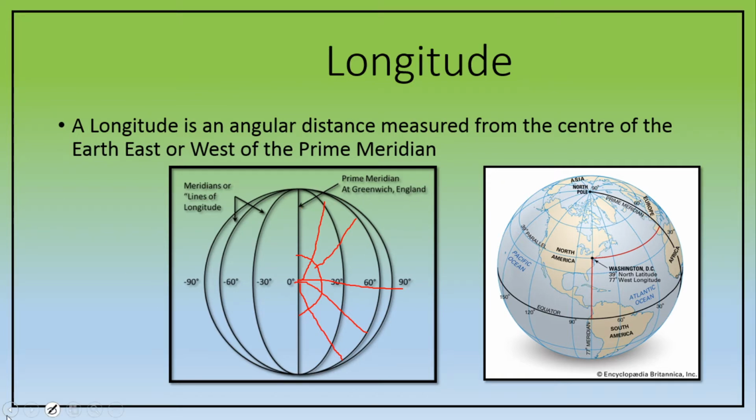So longitude is an angular distance measured from the center of the earth, east or west of the prime meridian. Just like the equator, the prime meridian is a very important reference line. From here all the longitudes are measured. And the prime meridian divides the earth into two equal halves, that is, the eastern hemisphere and the western hemisphere, just like the equator divides the earth into the northern and southern hemispheres.